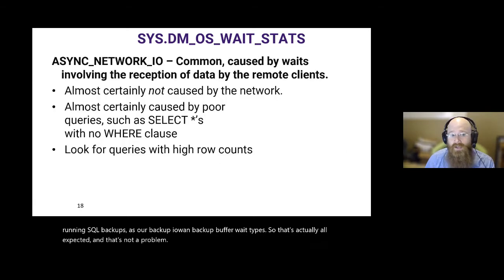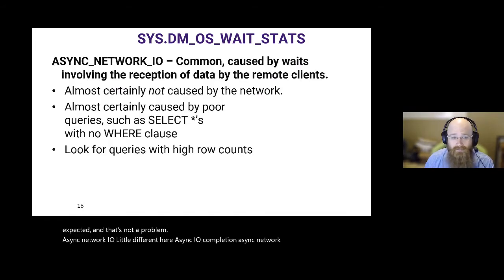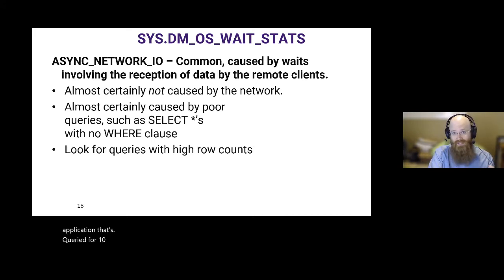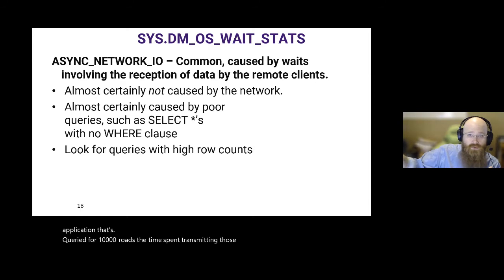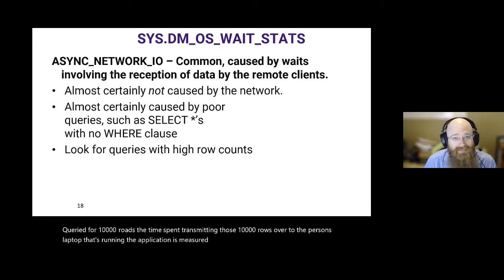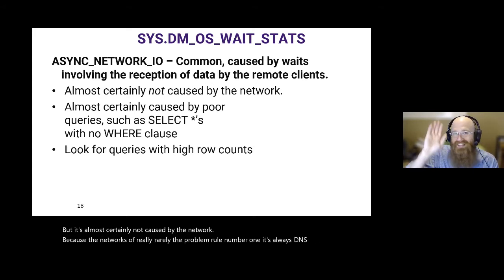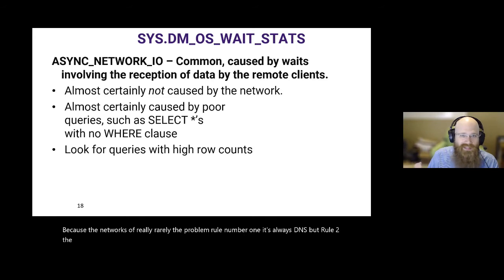Async network IO, a little different here. Async network IO is common, and it's caused by waits involving the reception of data by remote clients. So you have an application that's queried for 10,000 rows. The time spent transmitting those 10,000 rows over to the person's laptop that's running the application is measured here. But it's almost certainly not caused by the network, because the network's really rarely the problem. Rule number one, it's always DNS, but rule number two, the network speed itself is rarely an issue nowadays.